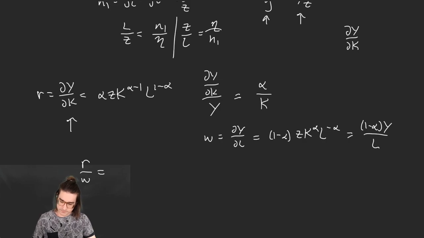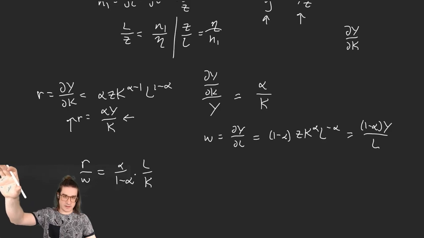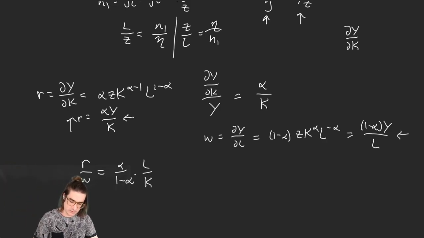So if we look at the R to W ratio, this is R, which is alpha. It's going to be relatively simple. The R to W ratio is going to be alpha over 1 minus alpha times L over K. Just combining, we have this R equation in Cobb-Douglas form, where it's Y times the factor share divided by the factor. Here we have the same thing for wage in Cobb-Douglas form. Then if we look at the ratio, you get alpha over 1 minus alpha, and for W, this 1 over L means L is going to be on top, and K is going to be on bottom.